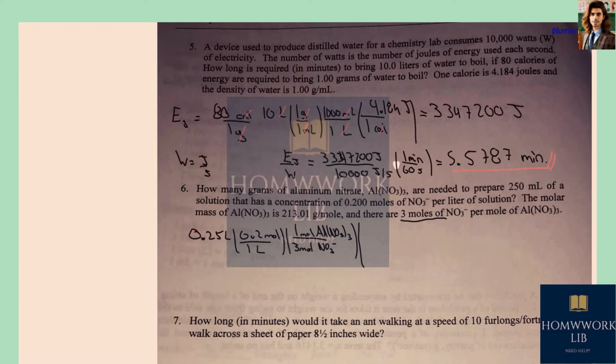We're also told that 1 mole of aluminum nitrate is going to correspond to 213.01 grams. And after doing this multiplication, we're going to get the grams of aluminum nitrate required for making this solution. So 0.25 times 0.2 divided by 3 times 213.01. The amount of grams is going to be equal to 3.55 grams of aluminum nitrate.